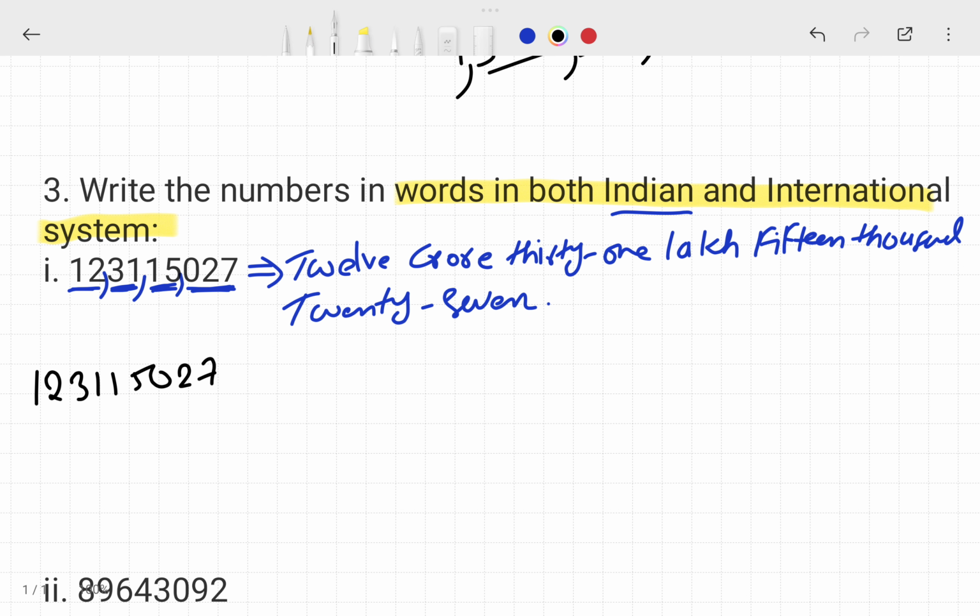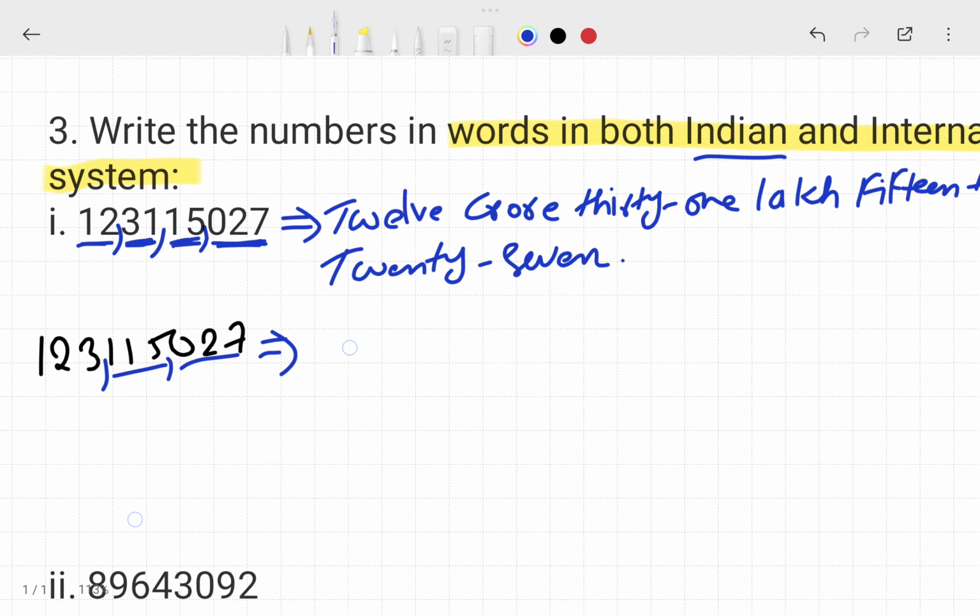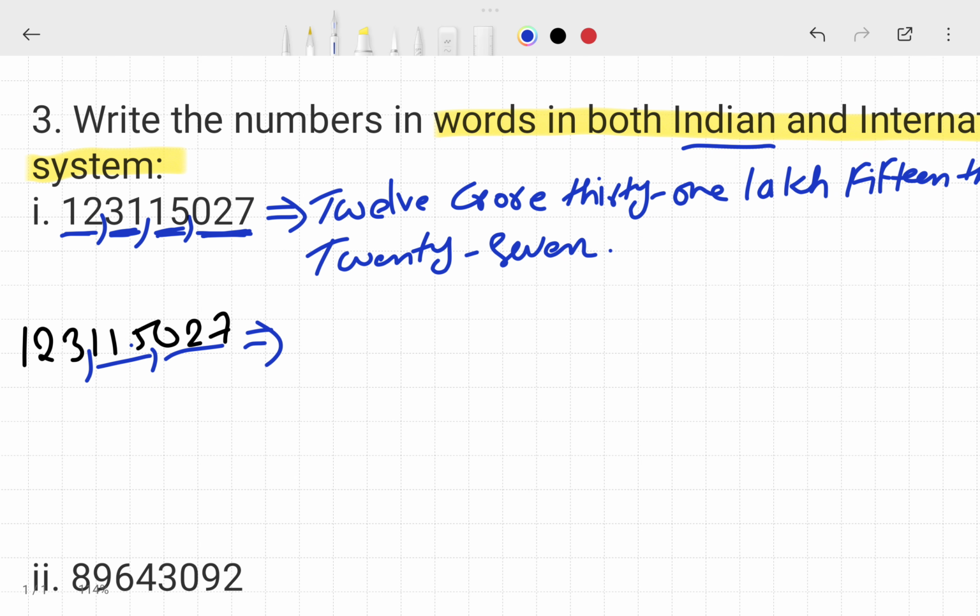123115027. Now we have to put commas after every 3 digits. How are we going to write this in the international number system? Let's see. First count: ones, tens, hundred, thousand, 10,000, and then thousands, million, 10 million, 100 million. So it is given 100 million. First we will write the millions.